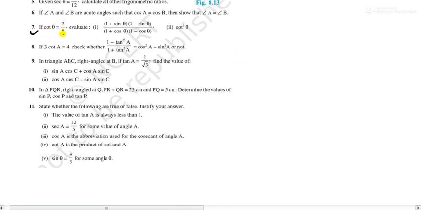If cot theta is 7 by 8, evaluate this. Okay, so I have to substitute and find. And similarly the second, cot square theta. So I will write a figure first. Always draw a figure. Okay, and you can take theta over here. So if this is theta, this is O, this is A, this is H, right?